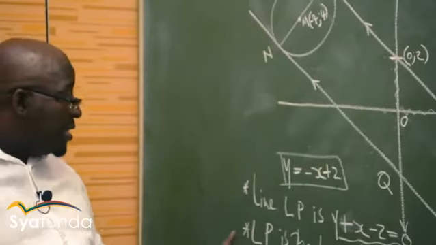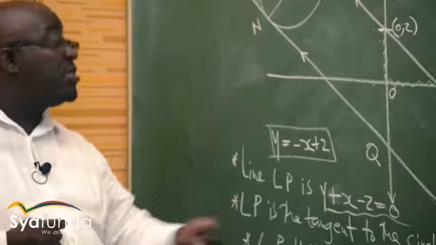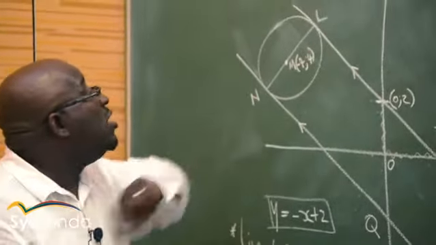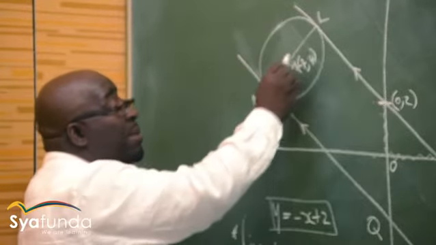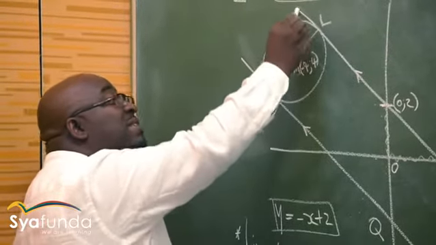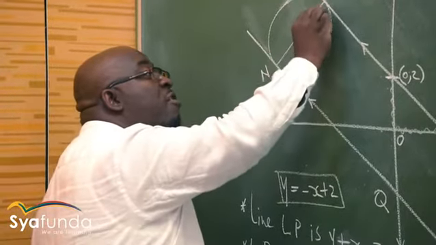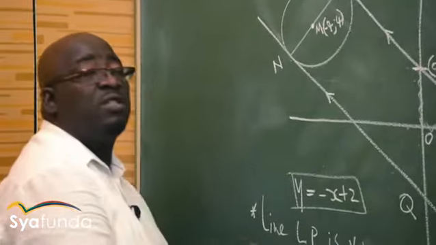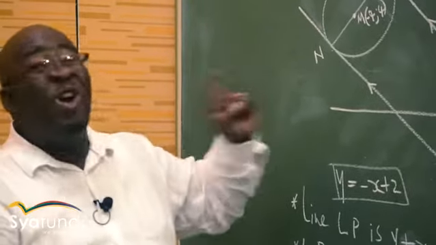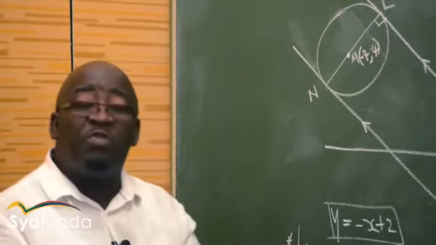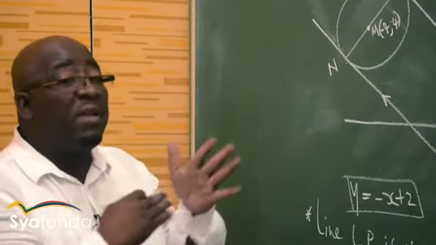Right. When they say LP is the tangent to the circle at L, it simply means that this LP is a tangent at point L, and this is the diameter. So this is a radius, it meets the tangent. Whenever these two lines meet, what do we know? We know that they form 90 degrees. We are getting that from the information they're giving us. Now we know that the gradient of this line times the gradient of this line will be equal to minus 1, because those are perpendicular lines.